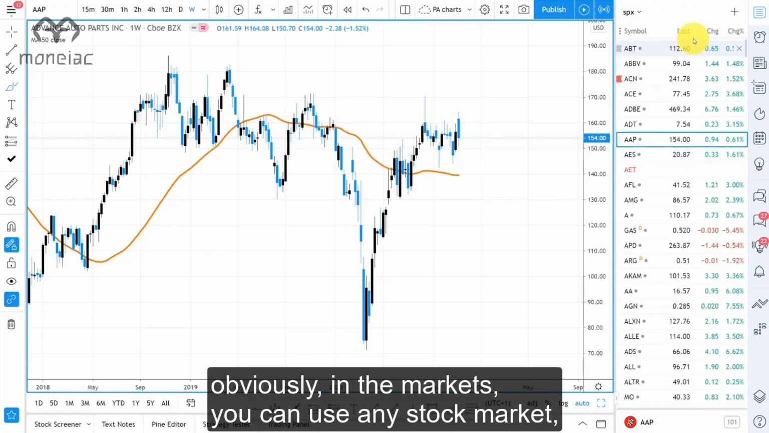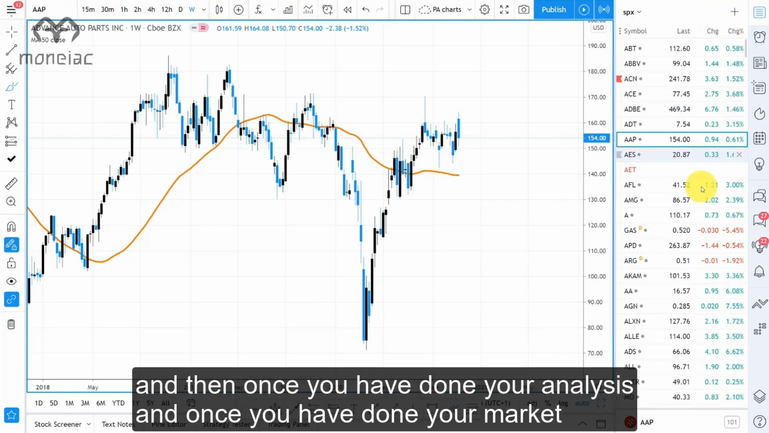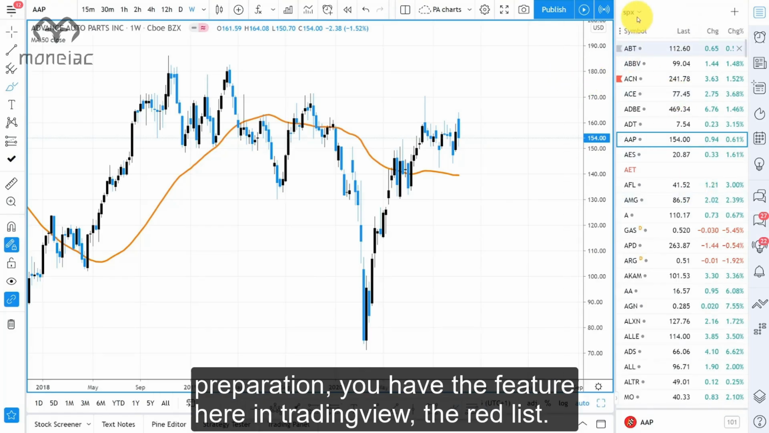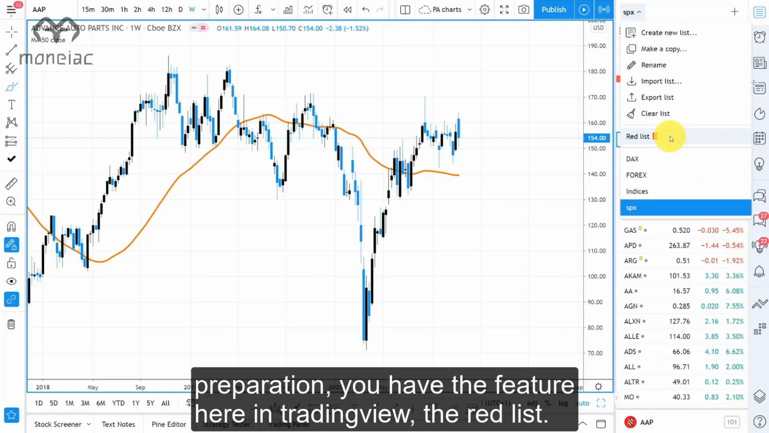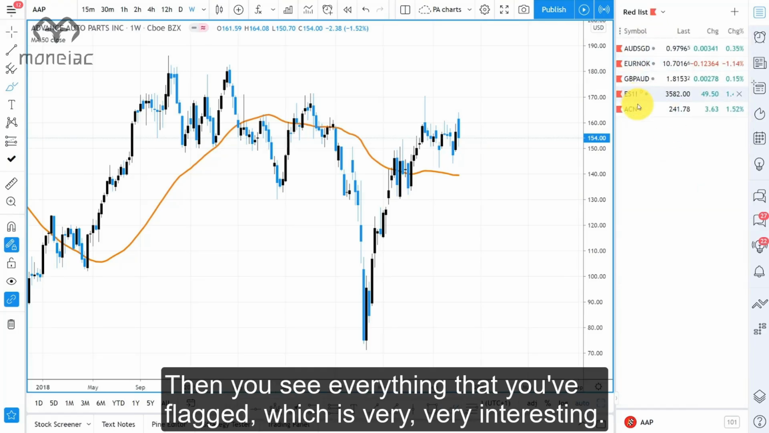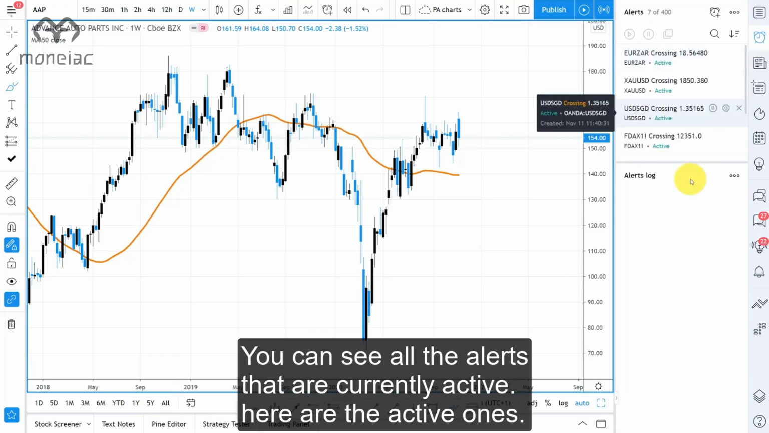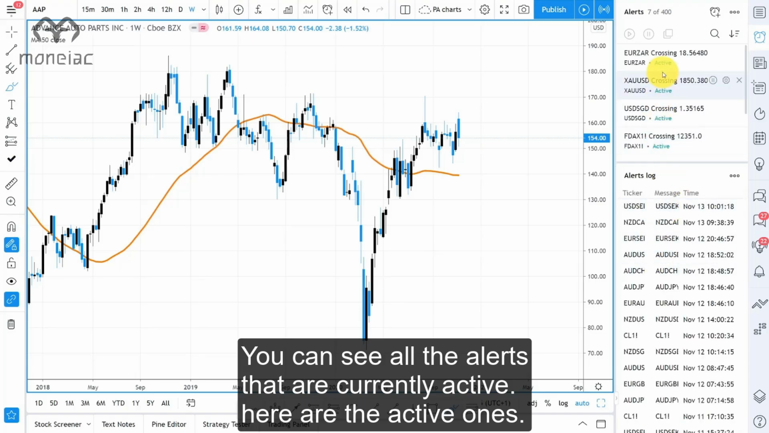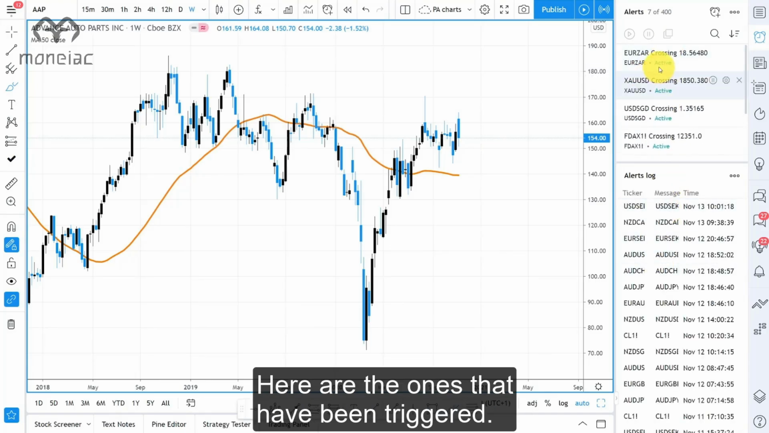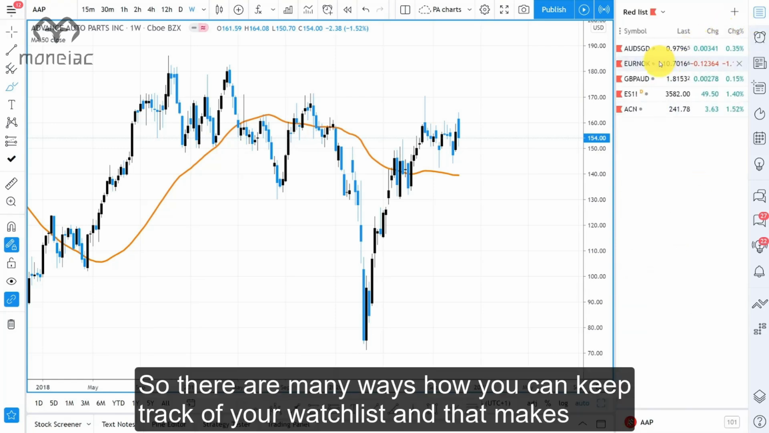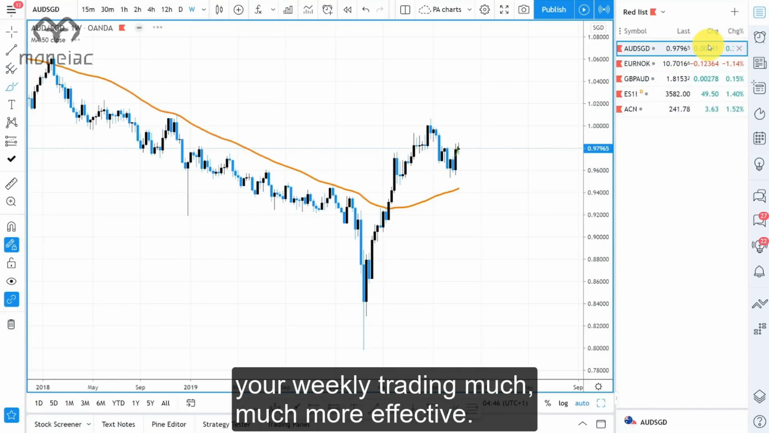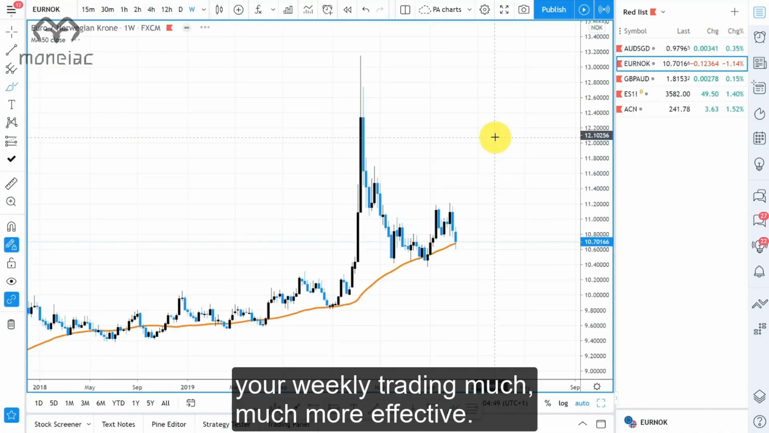You can use any stock market. And then once you have done your analysis and once you have done your market preparation, you have this feature here in TradingView, the red list. Then you see everything that you have flagged, which is very, very interesting. Or you can go to your alerts here. You can see all the alerts that are currently active. Here are the active ones. Here are the ones that have been triggered. So there are many ways how you can keep track of your watch list. And that makes your weekly trading much, much more effective.